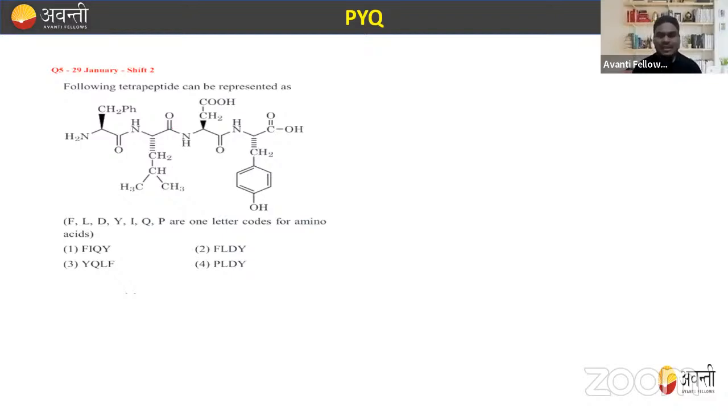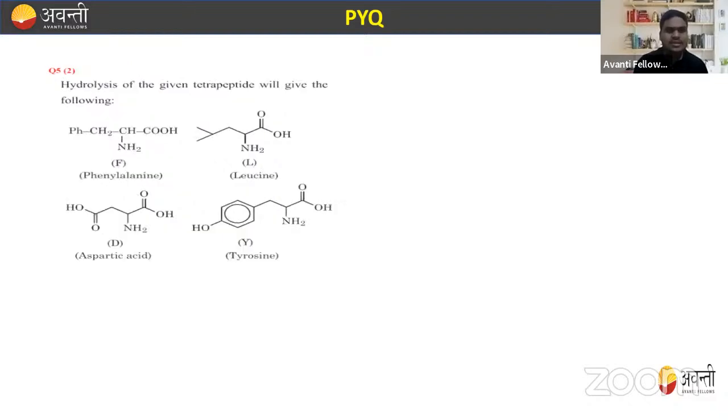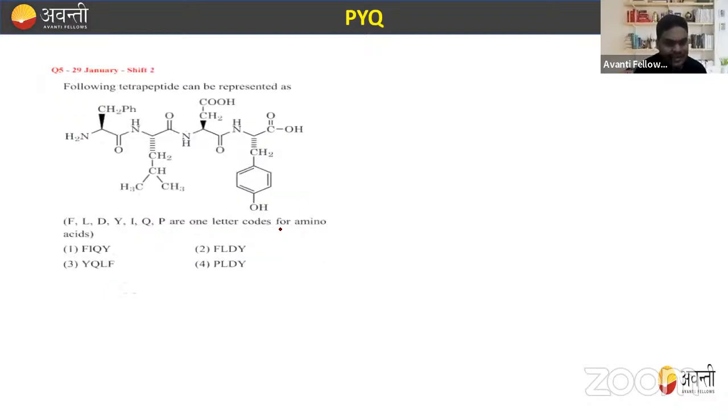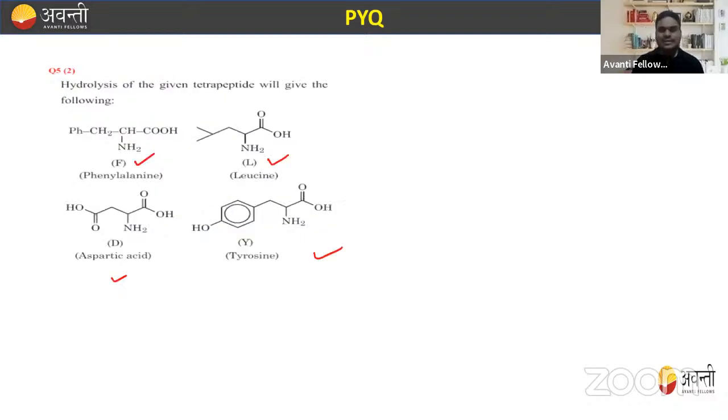Okay, it means they have 3 amide groups, right? So tetrapeptide means 4 amino acids. Sorry. So let's see the solution behind this. We know that the hydrolysis of the given tetrapeptide will give the following. F is known as phenylalanine, L is known as leucine, D is known as aspartic acid, and Y is known as tyrosine. So which of the options is correct, beta? That is FLDY. FLDY, right? So this is the absolutely correct answer, that is FLDY, option number 2, right?